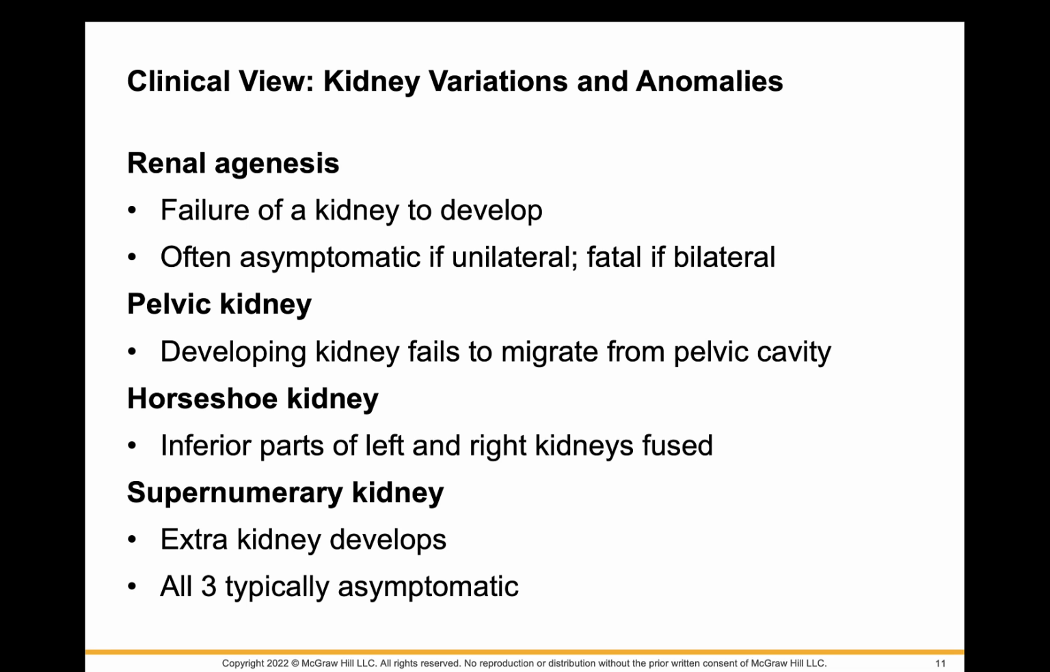If we look at renal agenesis, this is the failure of a kidney to develop. Generally, this is asymptomatic if unilateral and only one kidney is impacted. It is a fatal condition if it is bilateral, if hence both kidneys fail to develop. Something known as pelvic kidney, the developing kidney fails to migrate from the pelvic cavity. Horseshoe kidney, this is when the inferior parts of the left and right kidney are fused together. And there are also some individuals that actually have an extra kidney. And all three typically are asymptomatic. And this is known as supernumerary kidney.